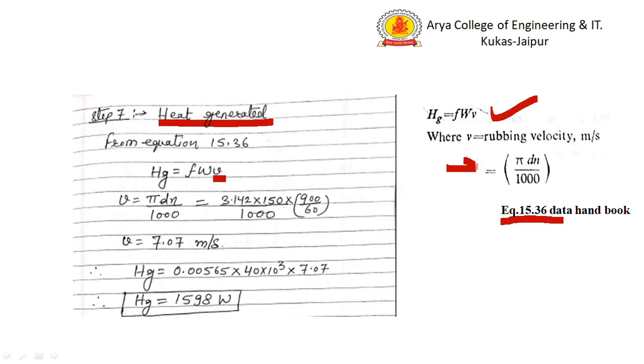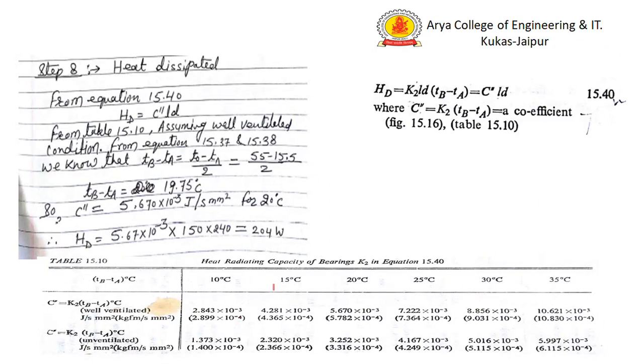This is the formula for the rubbing velocity, pi D N by 1000. So the velocity is 7.07 meter per second from this equation. Put all these values in Hg, heat generated. We get that the heat generated is 1598 watt. Now step 8 is heat dissipated. Heat dissipated can be calculated from equation 15.40 of the data handbook. We have already discussed this heat generated and heat dissipated concept in the previous video lecture.